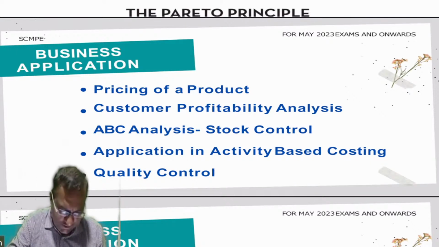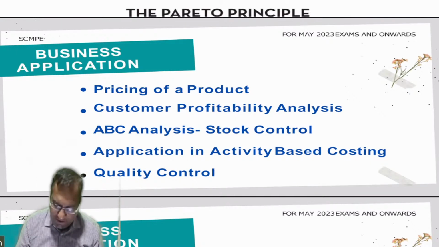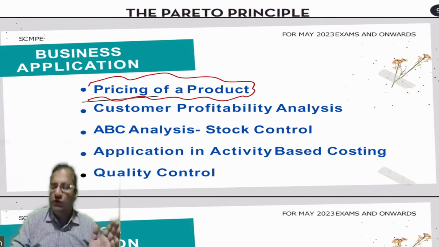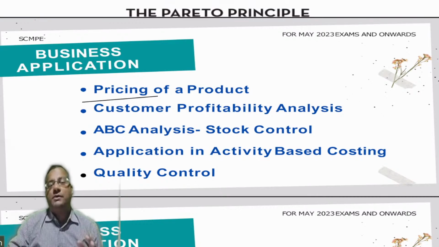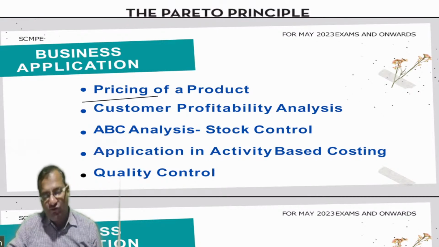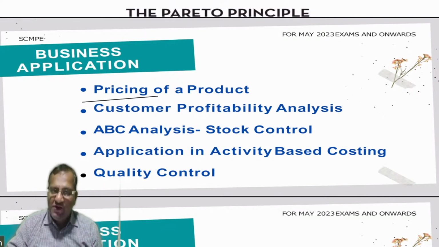Okay beta, now let's go. The first business application is pricing of a product. So what will be 20, what will be 80? Listen carefully, beta. There are n number of products being sold by each and every company. Not every product will provide you the same profit or turnover. Okay, so in pricing of a product, you have to find out those 20% products.